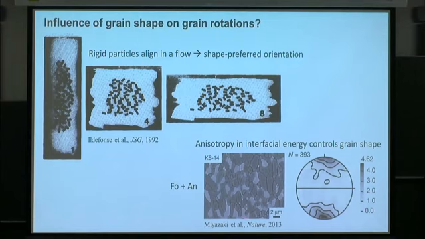This is an example out of Takigawa's lab. The dark phase here is forsterite, the light phase is anorthite. You have a strong elongation of the forsterite, and this was deformed in vertical extension. So the thought is that these particles rigidly rotate so that they're aligned with the extension direction. In this system, the shape of the grains is controlled by the crystallography, which imparts a dominant crystallographic orientation, in this case, A-axis vertical.